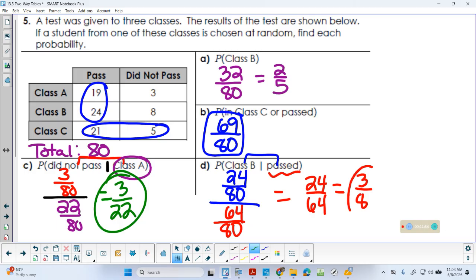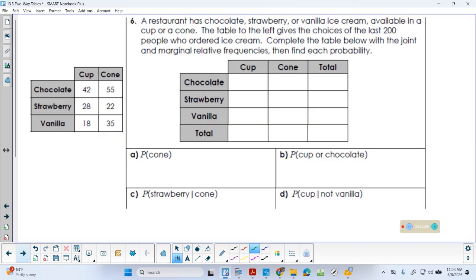Good. I hope, does probability seem like it's getting a little easier? A little bit, I hope. Okay, last one. And it's more of the same, people. Now, here we go. You're going to need your calculators for sure.